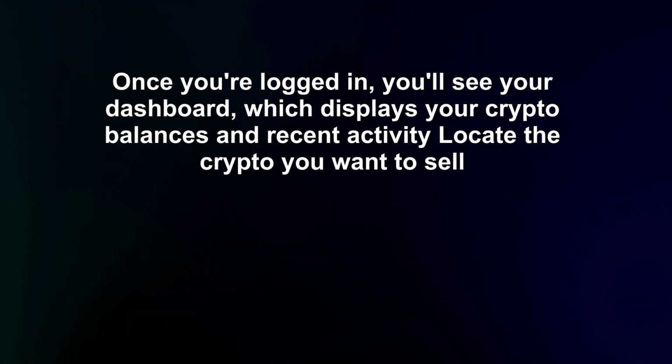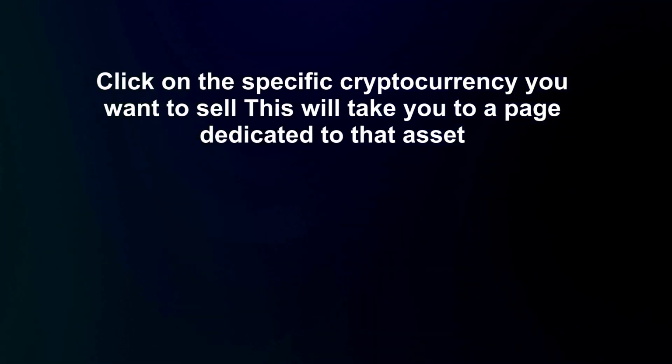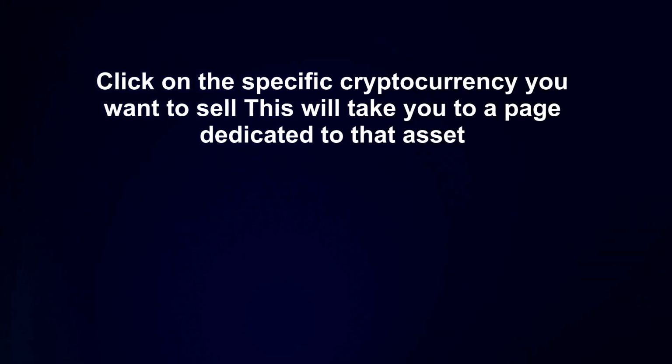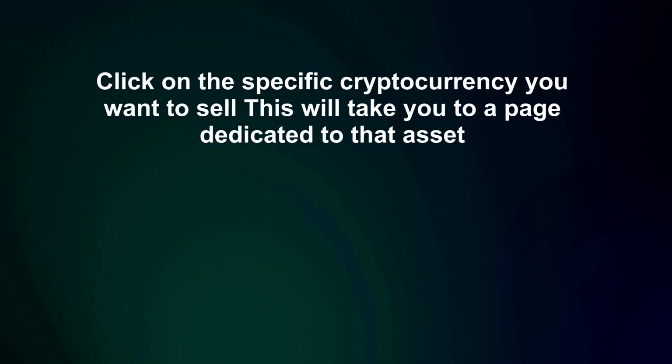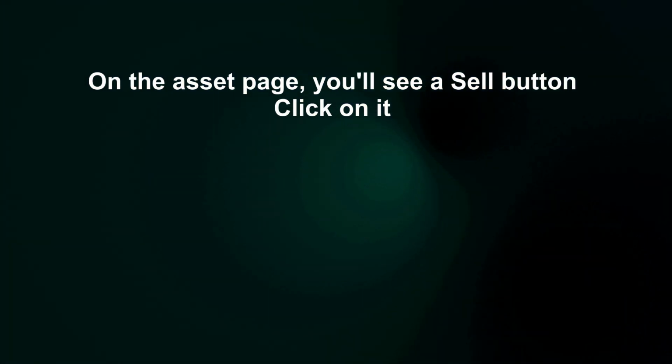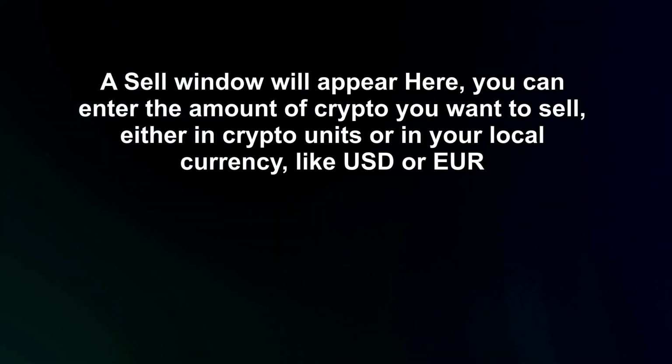Locate the crypto you want to sell. Click on the specific cryptocurrency you want to sell. This will take you to a page dedicated to that asset. On the asset page, you'll see a sell button. Click on it. A sell window will appear here.